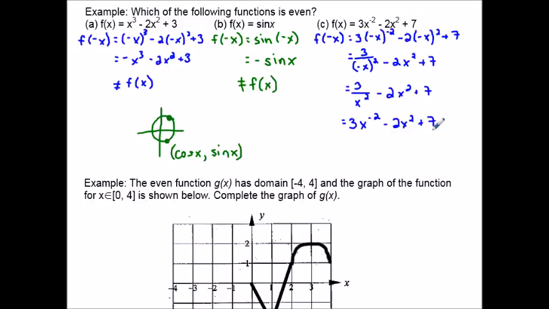Now, this is the exact same as the original f of x. So this is equal to f of x, and therefore this is an even function.